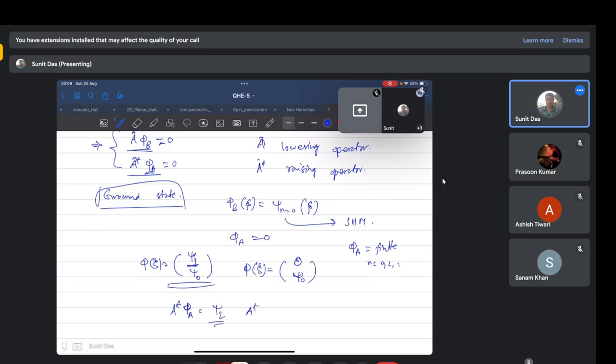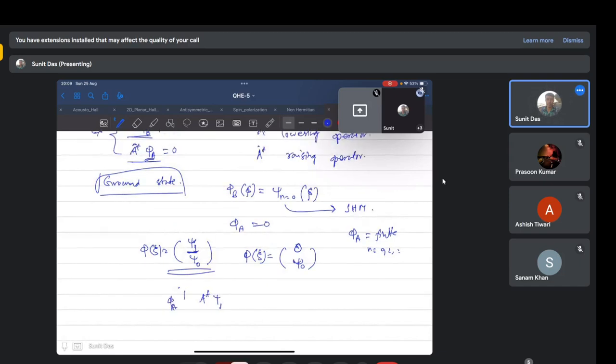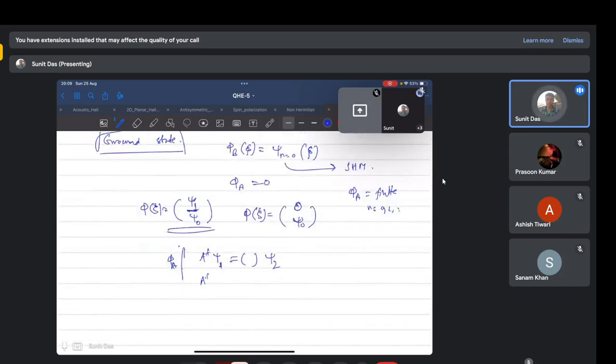Similarly, if we have a dagger, let's say I have psi 1, this is for the scenario for phi a. If we apply a dagger on psi 1, it will simply be some constant times psi 2. Similarly, a dagger applied on psi 0 gives some value times psi 1, and so on. If it is giving psi 1 to psi 2, then for psi 2 to psi 3, all of those are again more and more higher.